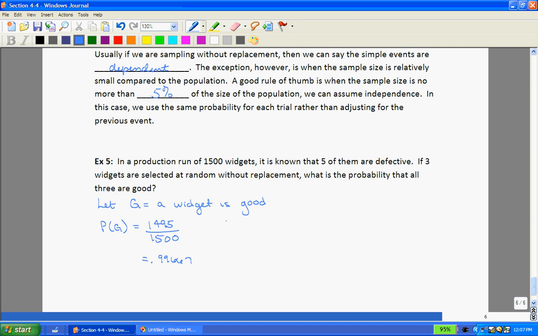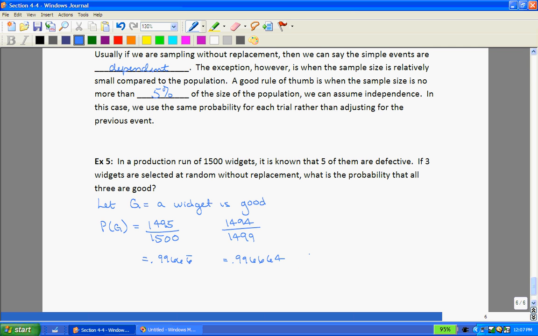But if I were to stick to my guns about it being without replacement, I would say the probability of the next one being good would be 1,494 over 1,499. Well, that is 0.9966. The 6's keep going forever, and this one is 664. But notice how small the difference is. I mean, it's not until the 5th or 6th decimal place that we even have a change.